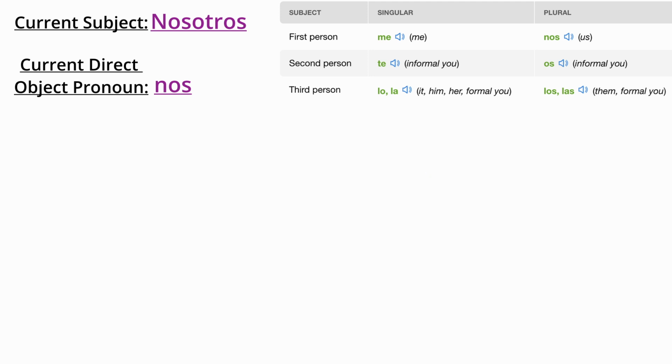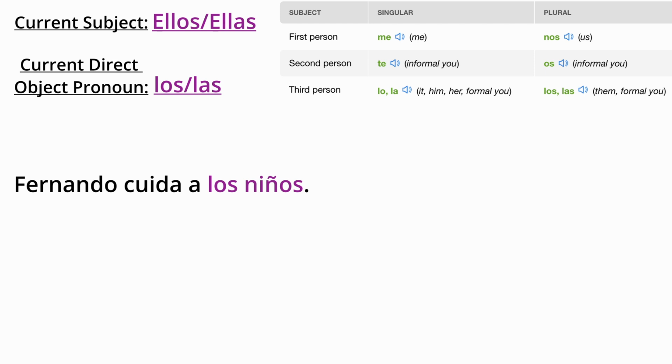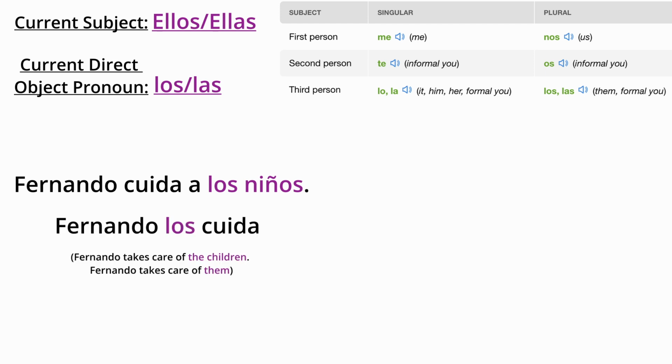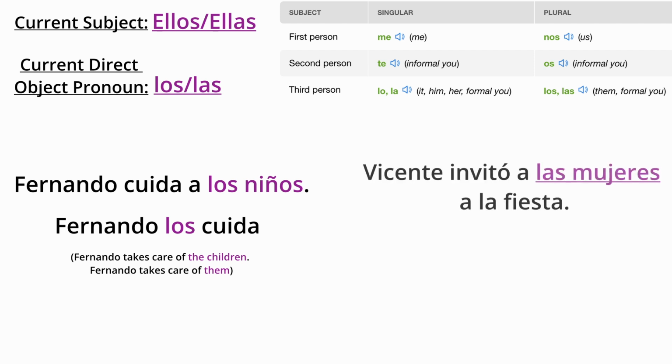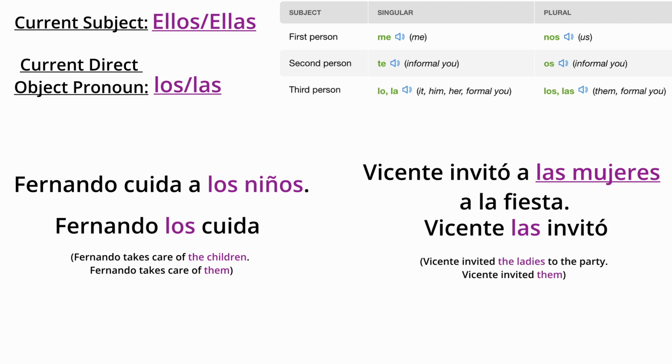The last set of examples is all about the third person plural group. Let's finish it. Fernando cuida a los niños. Fernando los cuida. The same can be said when there's a group of ladies, for example. Vicente invitó a las mujeres a la fiesta. Vicente las invitó. Both los niños and las mujeres are translated as them in English. But since they are masculine and feminine plural nouns, they have to be replaced with los and las respectively.